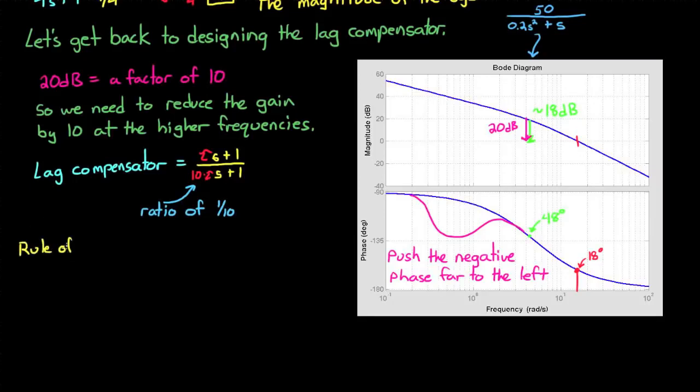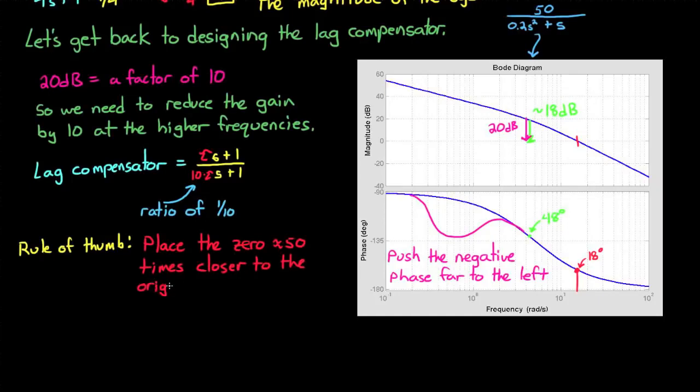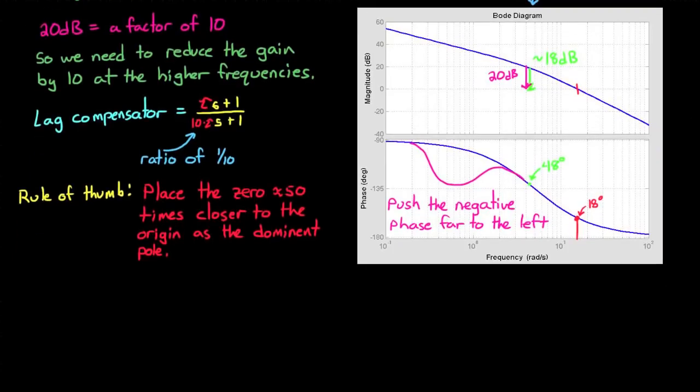And just like before, there is a limit to how close you can move it because you start to get to a region that is physically impossible, or at least really difficult to make in real life. So the rule of thumb is to place the zero about 50 times closer to the origin as the dominant poles. So in our case, it would be 50 times 0.2, which is 10. So it would be 10s plus 1 in the numerator and 100s plus 1 in the denominator. And that completes our compensator design for this system.